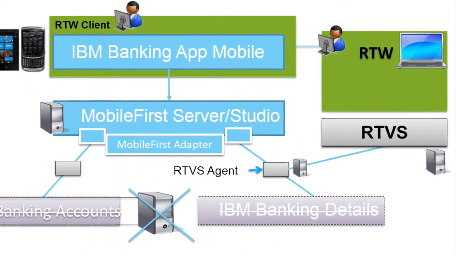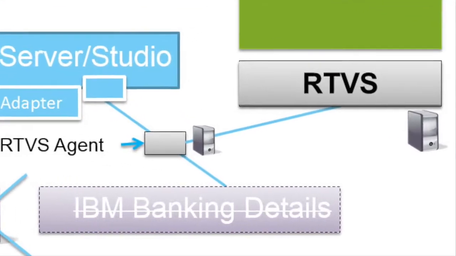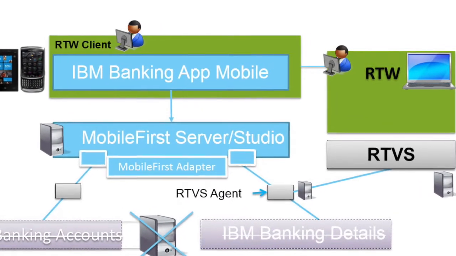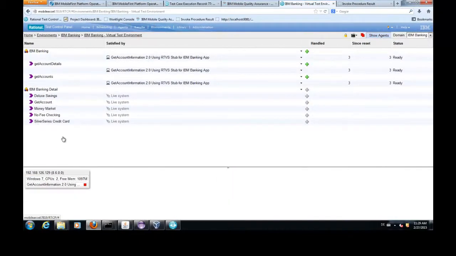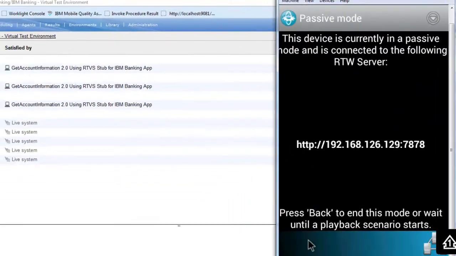Now we will use the service virtualization, which is running on the Rational Test Virtualization Server, in combination with the Rational Test Workbench for functional testing. In our last video, we recorded a stub and deployed it to the Rational Test Virtualization Server. This stub is still running on this virtualization server, so we will now use it in combination with the functional testing.